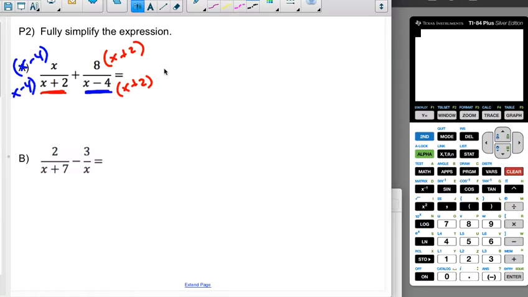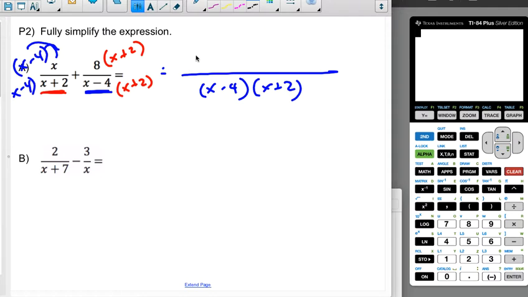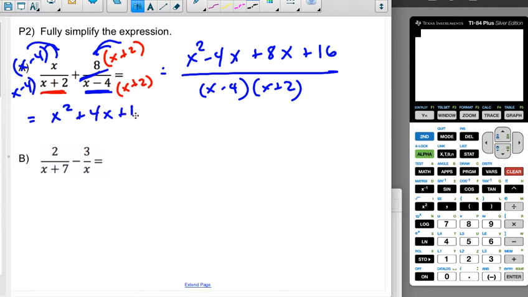So what's going to happen is my denominator is going to be this x minus 4 times an x plus 2. The numerator is going to be an x times the x and the negative 4, so it's an x squared minus 4x. And it's going to be this positive 8 times both the x and the plus 2, so plus 8x plus 16. So my answer is x squared plus 4x plus 16 over an x minus 4 times an x plus 2.